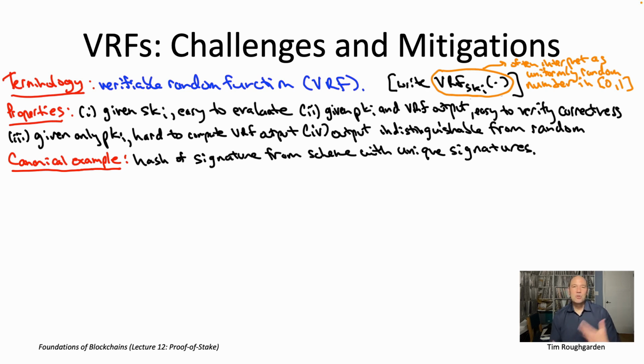If you feel like the signatures you're getting from your signature scheme are basically uniformly random already, then you're done. If not, then you should feel free to pass those signatures through a cryptographic hash function for which you're comfortable making the random oracle assumption.